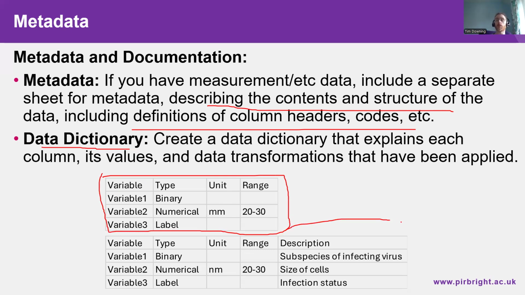And we might include a description as well. Sometimes the labeling or type of data may not be clear, so it's good to include a description of what the data really contains, such as the subspecies of infected viruses, the binary categorization, size of the cells, the infection status, and so on.